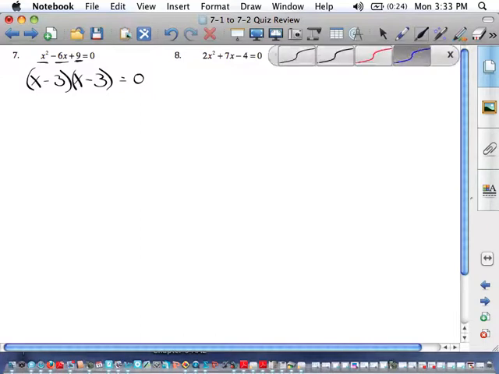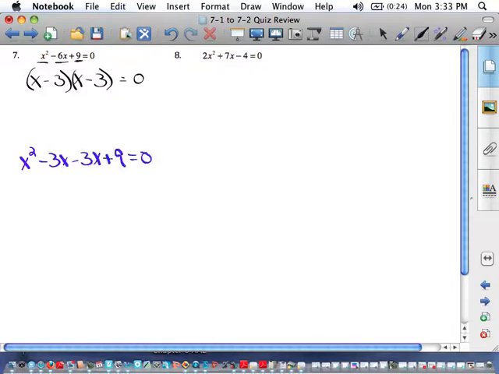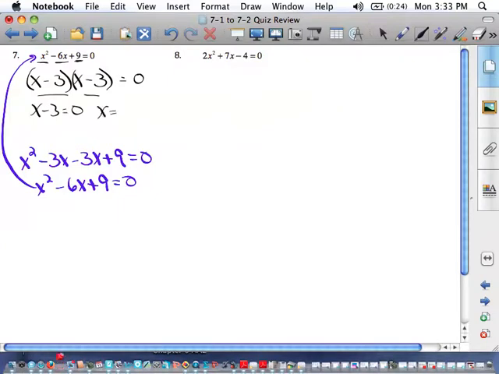So let's FOIL that back and check. X squared minus 3x minus 3x plus 9 equals 0. So x squared minus 6x plus 9 equals 0. And of course, that means I have solved it correctly. Now this time, I have when x minus 3 equals 0, these are the same. So there's only one solution, and that is when x equals 3. So when x is equal to 3, this equation would be true. X squared minus 6x plus 9 would be equal to 0.